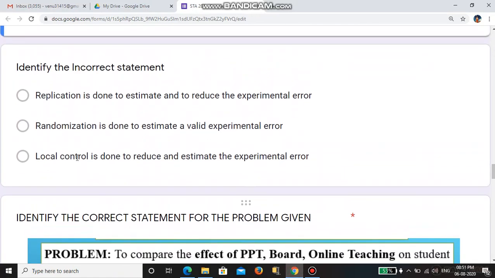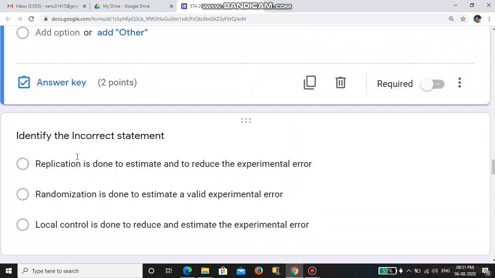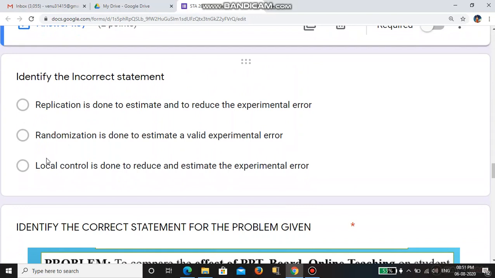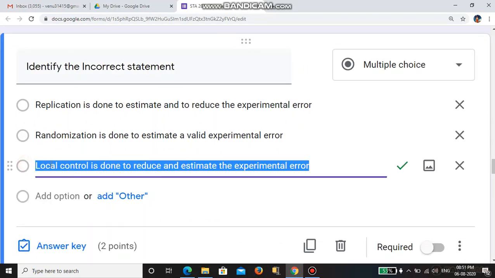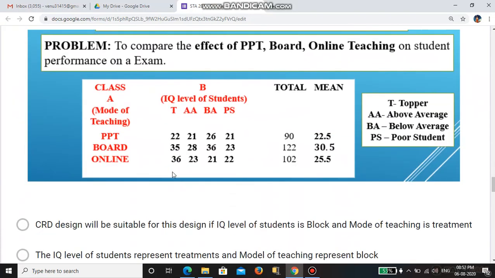Next one is, okay, for this one the answer is this one, third one, okay, and local control is done to reduce and estimate the experimental error, okay, so this is false because local control is only to reduce the error, not to estimate, okay, local control will only reduce the error, okay, it will not estimate the error, so it is false, this is the answer.